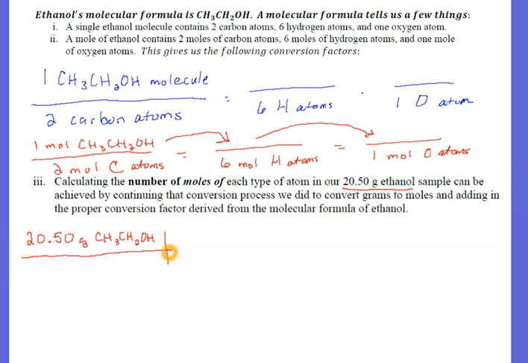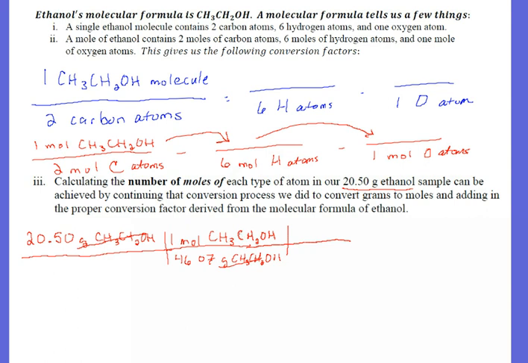Okay, so then you're going to convert to moles just like you did in the previous part of this problem. We have our molar mass of 46.07 grams of ethanol, and then we're going to convert that to moles by using that molar mass. So that gives us a mole of ethanol. Oops, that's a C. I don't like that, it looks not right. There we go.